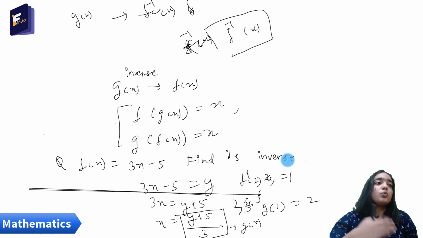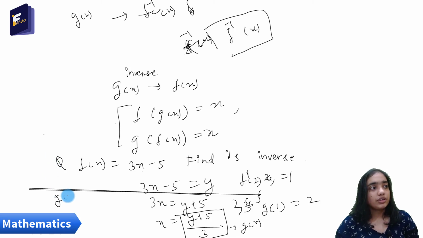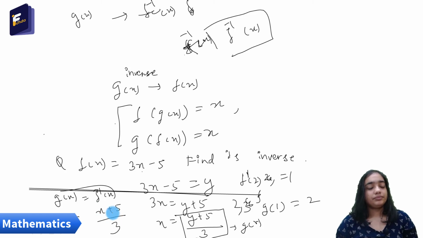Don't be confused that it is y or something like that, because y is also a variable. Like it is a function that for any input, it adds 5 to it and divides it by 3. Okay. So this new function g of x, that is the inverse of f of x, is x plus 5 by 3. Okay. So this is x plus 5 by 3. This is the new inverse.